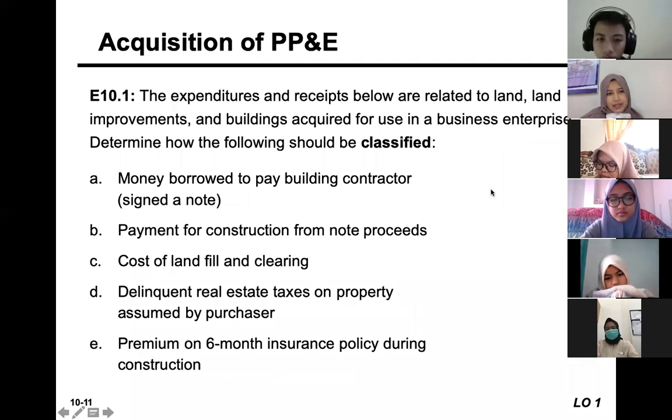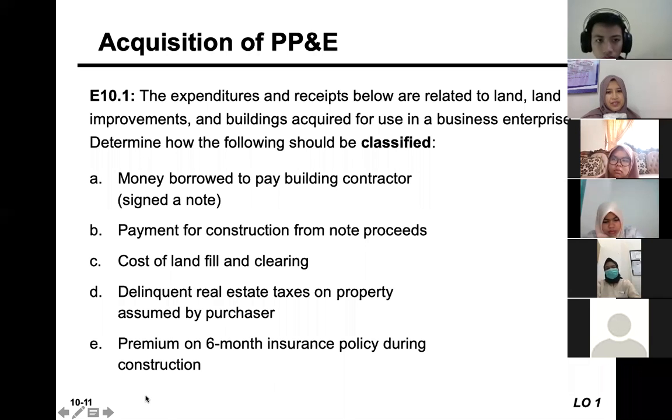Okay, let's try this. The expenditures and receipts below are related to land improvement and building acquired for use in a business enterprise. Determine how the following should be classified. Money borrowed to pay building contractor. What do you think it is?